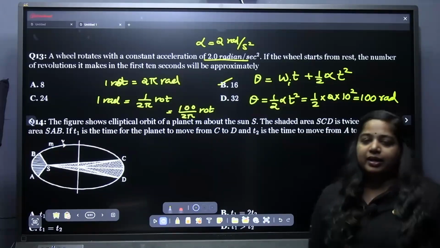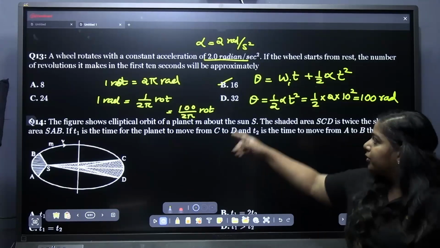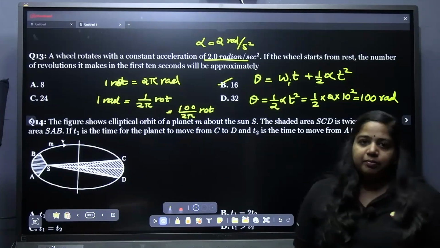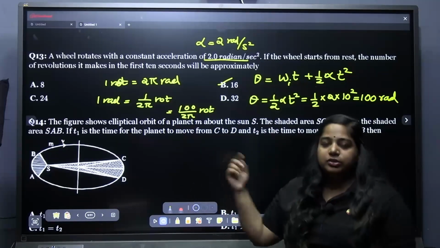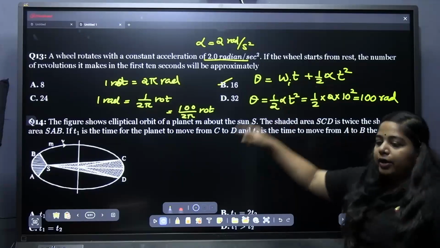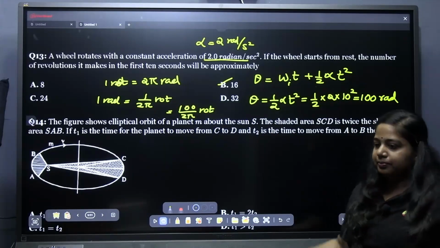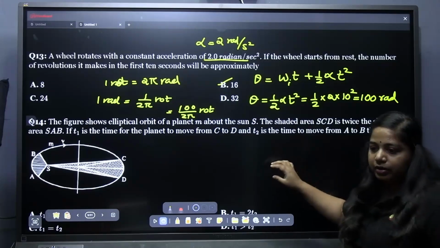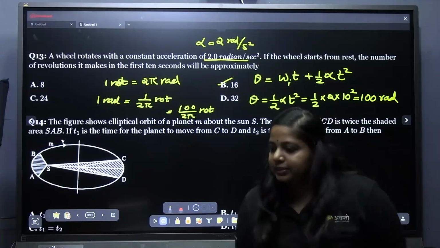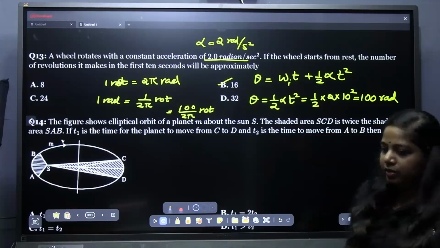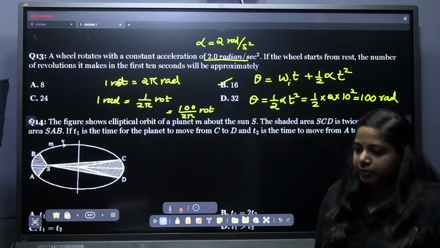Just substitute pi equal to 3.14. Approximately we will get 15.9, so it's 16. I hope everybody understood how to solve this question. Is there any doubt? If you did not understand, what is the doubt? Which part do you have doubt?